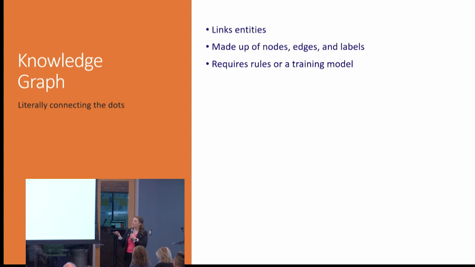Knowledge graphs are made up of nodes, which is your entity, the edges, which is how it connects to another entity, and the label of what that connection means. So these typically require you to create some sort of rules, a relationship rule, and then potentially you could train a model to start connecting things.